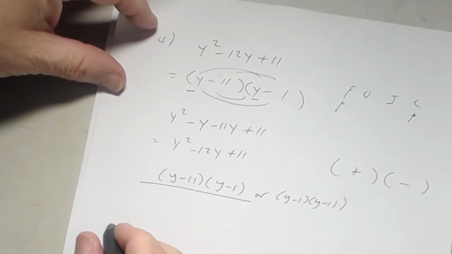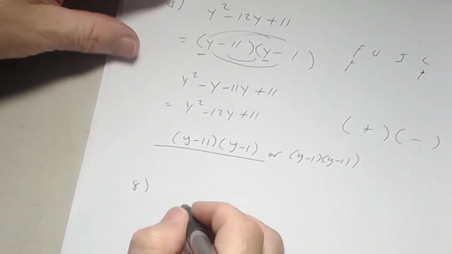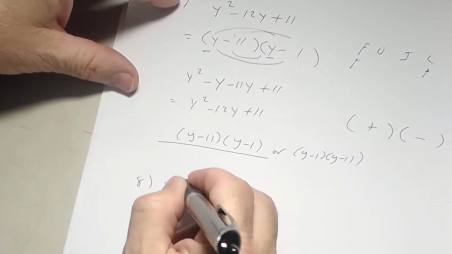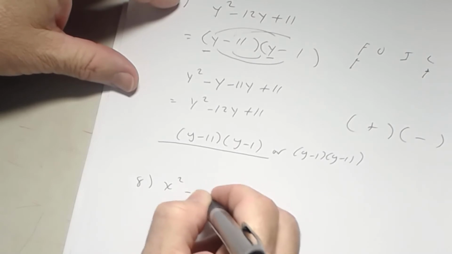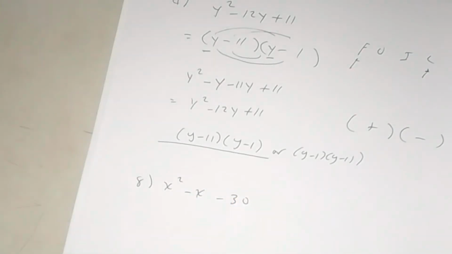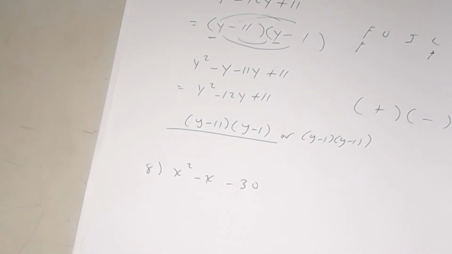All right, number 8. You have x squared minus x minus 30. Now this time, what do you notice about the last sign? It's negative, so that means the signs in the parentheses have to be different. One's positive, one's negative. That's where trial and error is going to help you as well. What's the GCF? 1. It's a trinomial, so I'm going to go directly to two binomials.